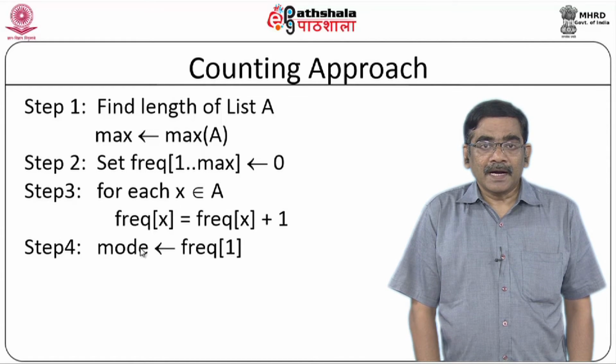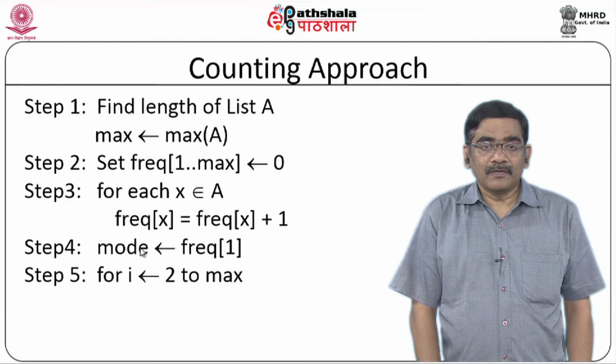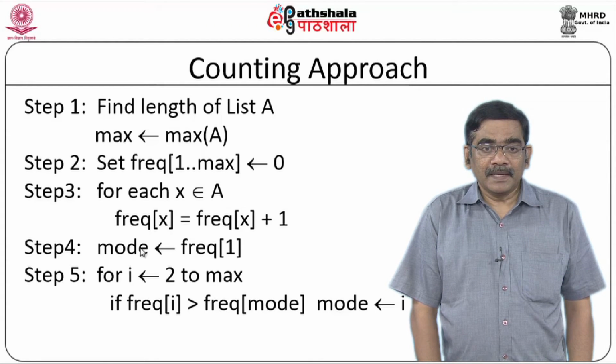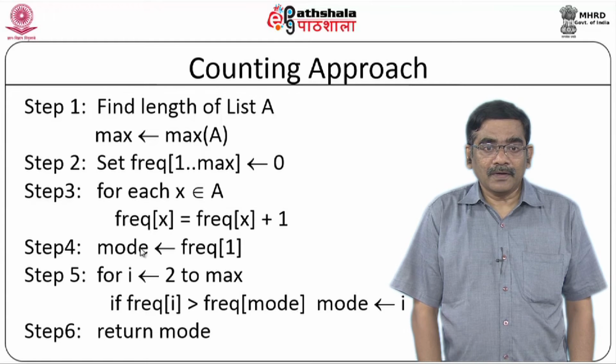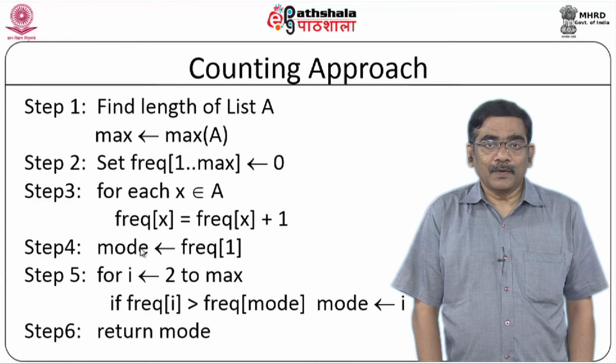So, in step 4 I am just assigning the first element of the frequency list as the potential mode, then I am starting a loop from 2 to max, and I am comparing the frequency of every element with this particular mode, and if the frequency is going to be larger, I am taking that particular index. And finally, once I come out of this particular loop, then the variable mode will have the value that occurs the most, and I am going to return this. So, this is the traditional brute force algorithm for finding the mode.